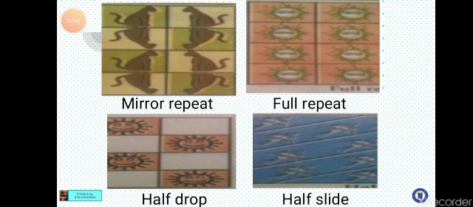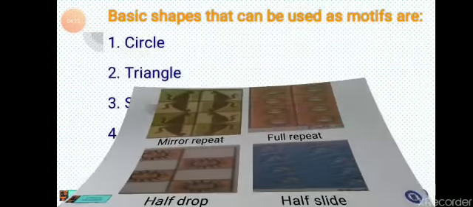The half slide. In the half slide pattern, a layout is made in which the motif is repeated halfway down the side in a vertical way. These are the types of repeats we have in pattern making.